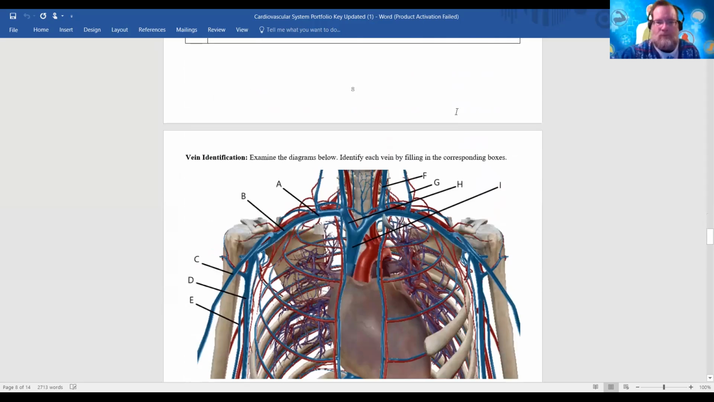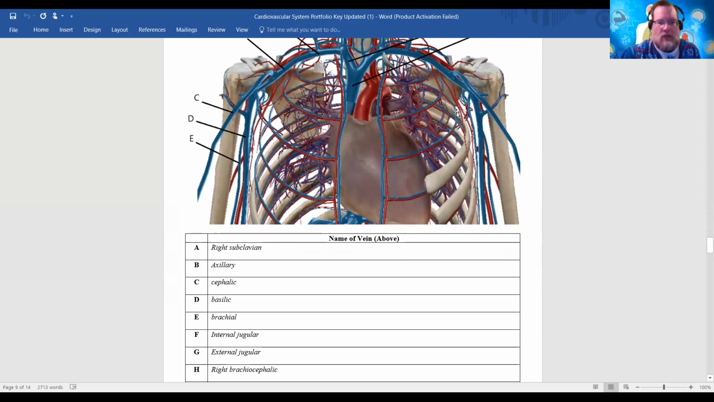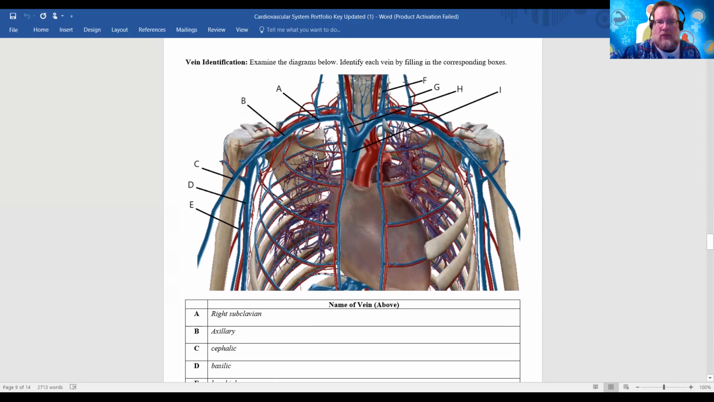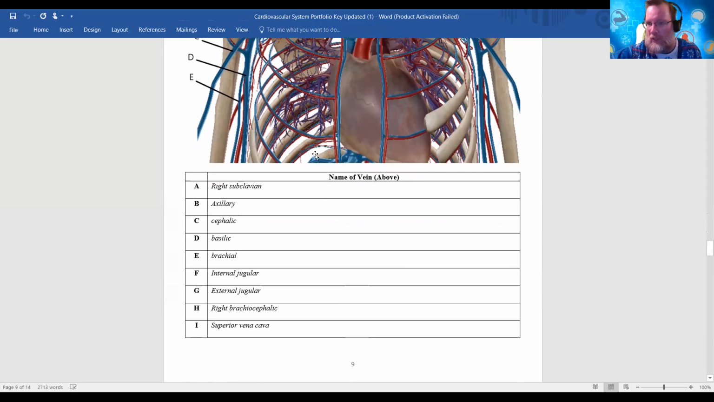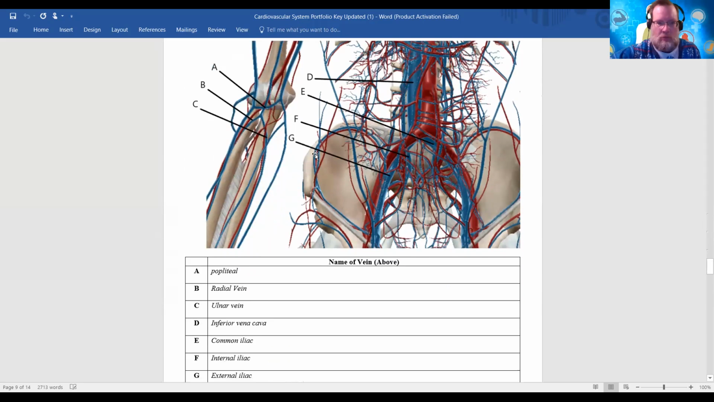Then we get into some veins. And again, letter D and letter C are a little tricky. The C is that cephalic vein, okay? And then the basilic vein for letter D. Those are probably the trickiest couple on there. But again, these are in your PowerPoint that we went through, and they're certainly going to be in Visible Body as well.